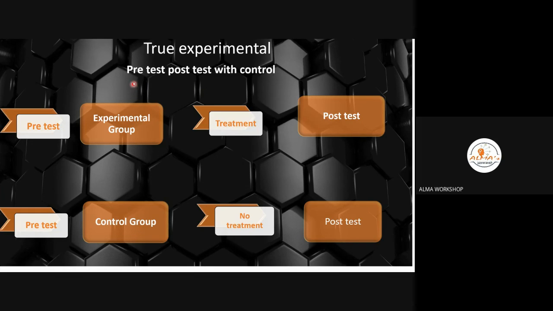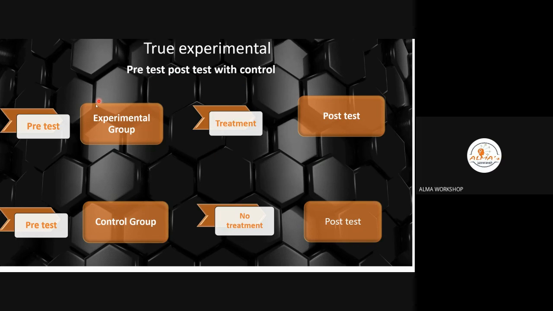Okay, so the first design is pre-test, post-test with control. So you will have an experimental group, you will have a control group. You will give pre-test for both the experimental and the control groups, and you will give treatment for the experimental group, and you will not give treatment for the control group. And again, you will give a test, post-test. Here also you will give post-test, and you will try to find the effect of treatment between the experimental group and control group. This is what is called pre-test, post-test with control.